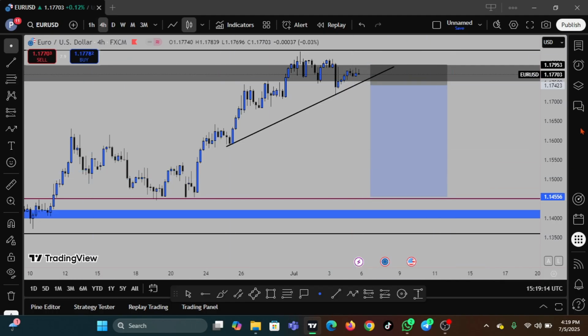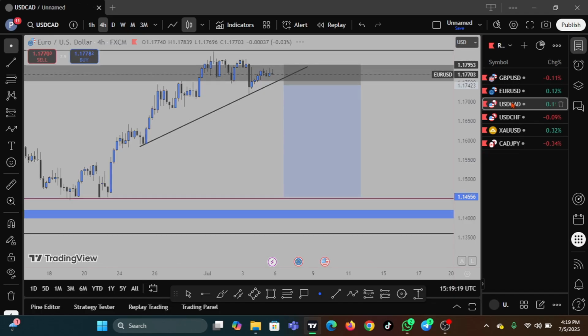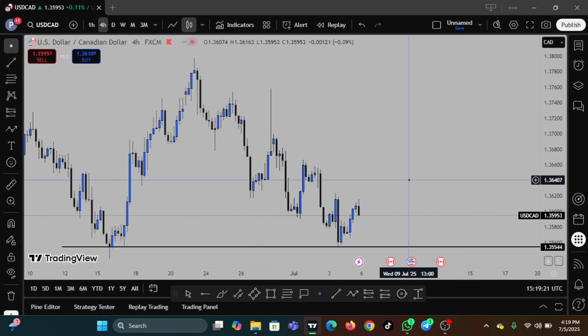And also I have this one on NZD USD. I don't really like the kind of structure. So let's look at USD CAD.